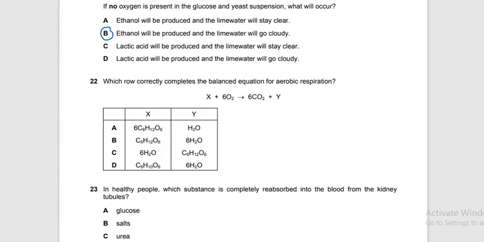Now, which row correctly completes the balanced equation for aerobic respiration? 6 molecules of carbon dioxide, 6 molecules of oxygen, so you need 6 molecules of water. 6H2O plus this will give you 6 molecules of carbon dioxide, and glucose will be produced, C6H12O6. So Y will be this and X will be this. So the answer is C.